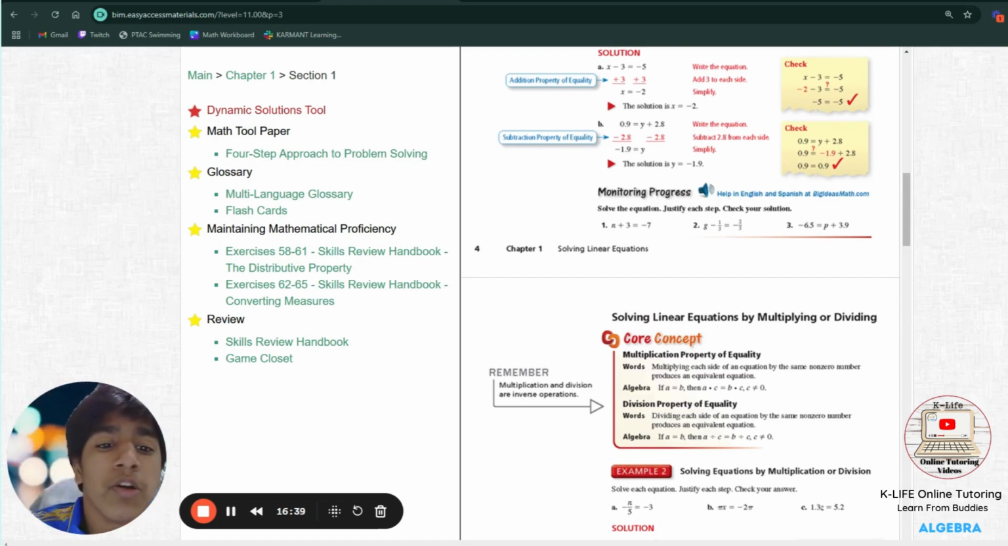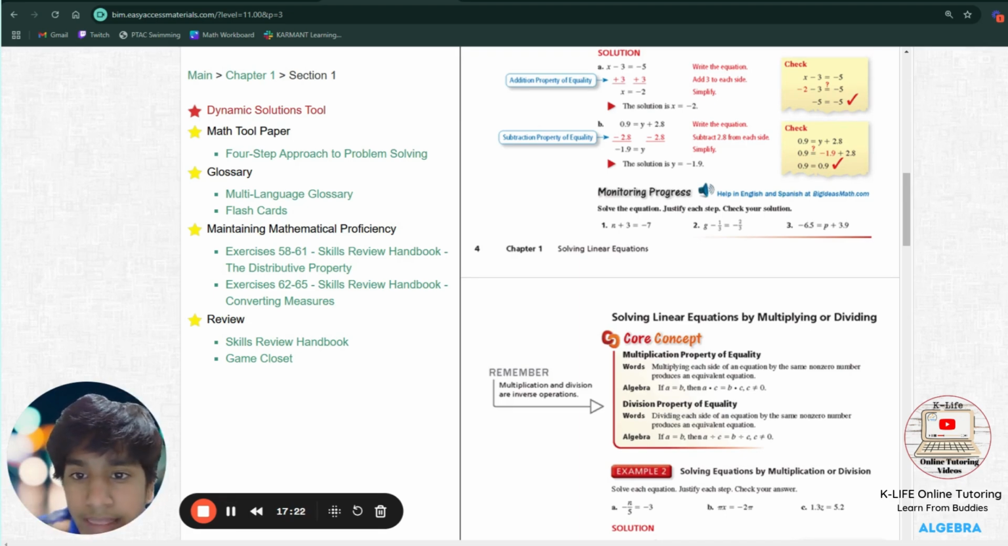Alright? So the multiplication property of equality says multiplying each side of an equation by the same non-zero number produces an equivalent equation. Okay? So that means in algebra terms, we have to start thinking in algebra terms. So these rules start going into our brain and we understand what they mean. So in algebra terms, it says if A equals B, then A times C equals B times C when C is not equal to 0.